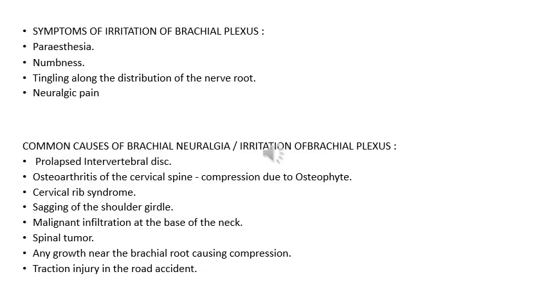Just see the symptoms of irritation of the brachial plexus. There will be paresthesia, or a tingling sensation, or abnormal sensation like pins and pricks or needle pricking throughout the area of the course of the nerve. Then numbness is present, also a tingling sensation along the distribution of the nerve root, along with neuralgic pain along the course of the nerve.